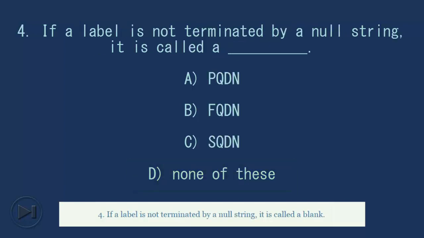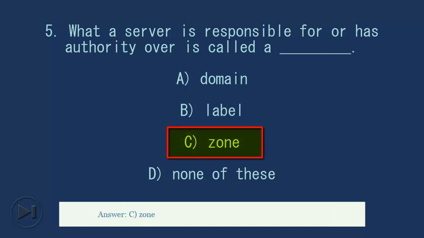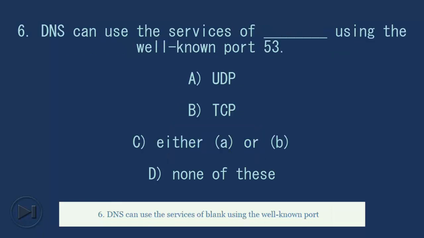4. If a label is not terminated by a null string, it is called a blank. A. PQDN. B. FQDN. C. SQDN. D. None of these. Answer, A. PQDN. 5. What a server is responsible for or has authority over is called a blank. A. Domain. B. Label. C. Zone. D. None of these. Answer, C. Zone.